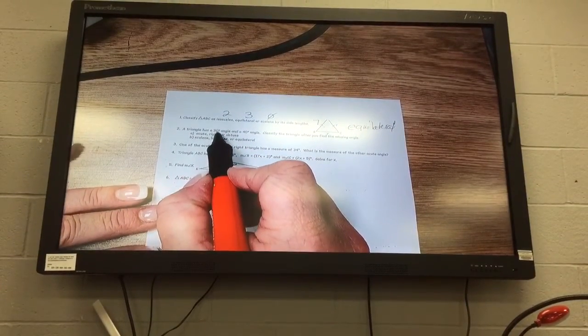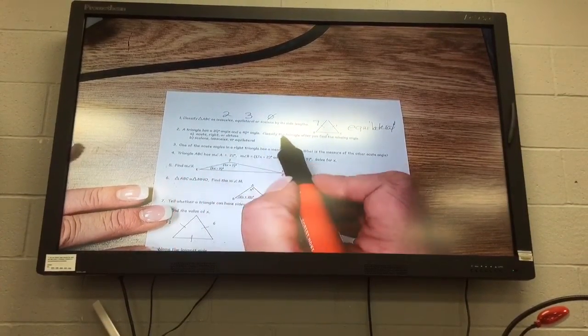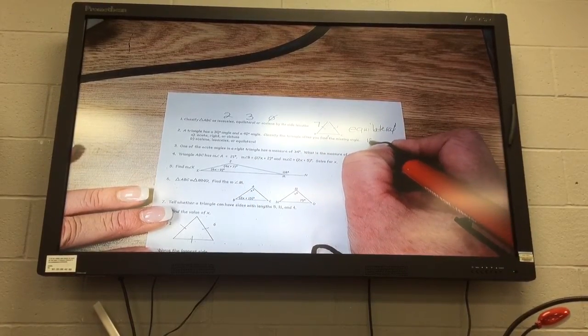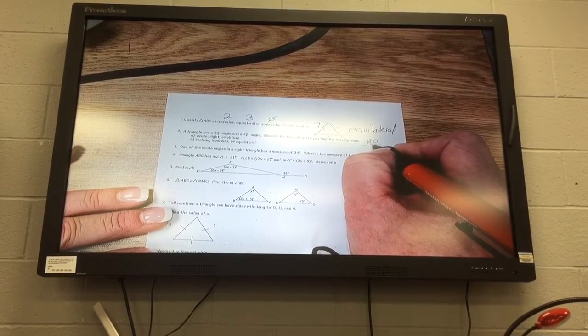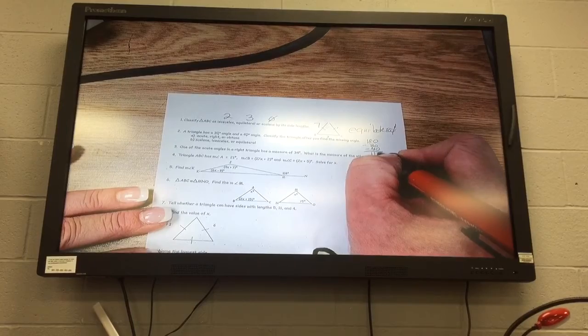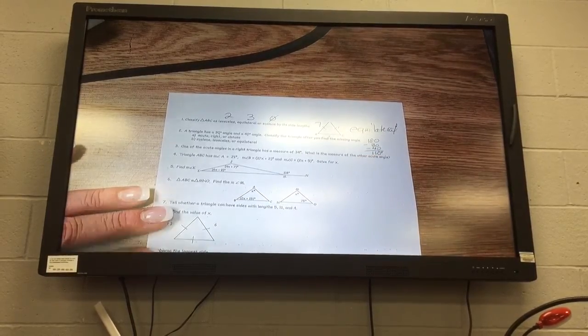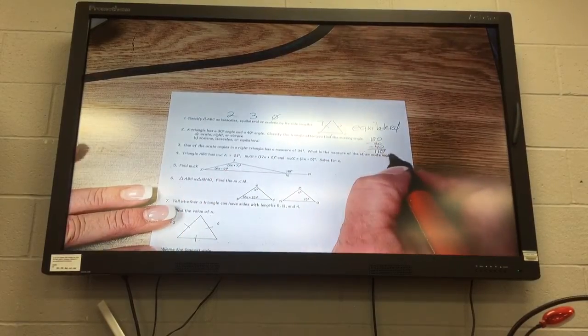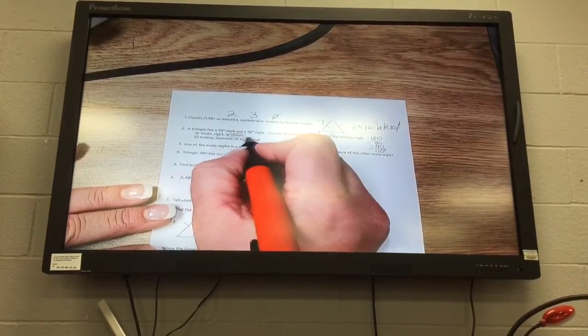A triangle has a 30-degree angle and a 40-degree angle. Classify the triangle after you find the missing angle. So 3 angles add up to 180. So I'm going to subtract the 30, and I'm going to subtract the 40, and I believe that gives me 110, right? So is this acute, right, or obtuse? And the 110 makes it obtuse.